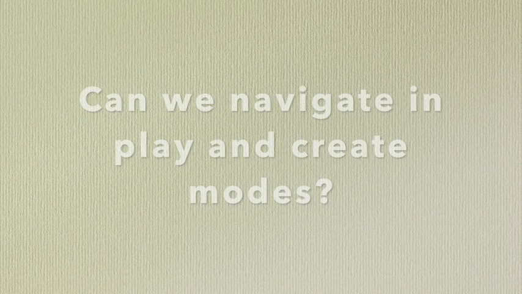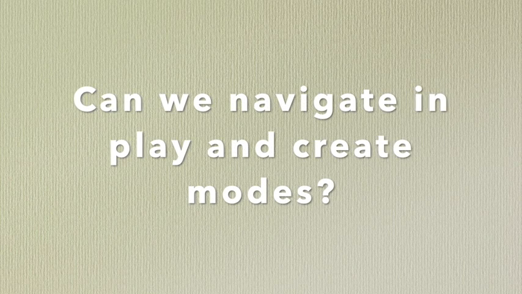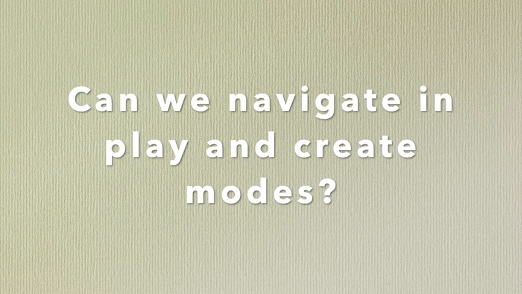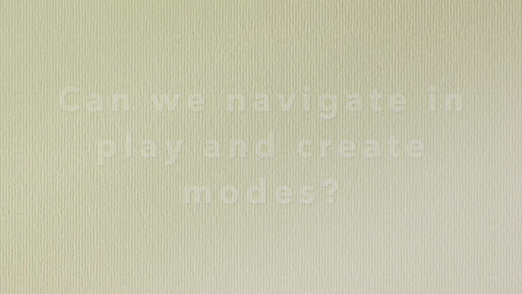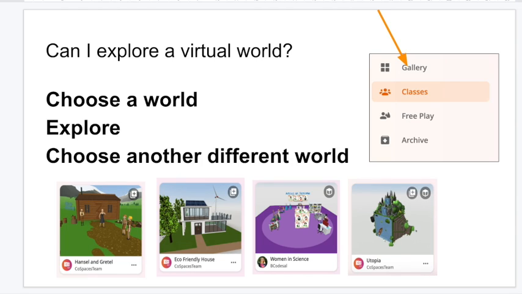In this video we're going to explore Cospaces and we're going to learn how we can navigate in two modes, in play mode and creative mode. Now we're going to go over to Cospaces in a minute and you'll find the options to navigate between gallery and classes in the top left hand corner of your screen. And I'd like to click on gallery and then you'll be able to see different spaces that people have made.